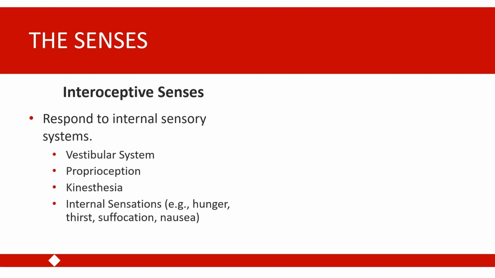Our first major category of senses are our interoceptive senses. Our interoceptive senses are the senses that are responding to information internal to the body. So they are receiving information from internal sensory systems. These include senses like our vestibular system, our sense of our position and motion through space. These are also senses that give us information about internal bodily sensations that lead to sensations such as feeling hungry, feeling thirsty, feeling as though we need to breathe, or experiencing nausea.